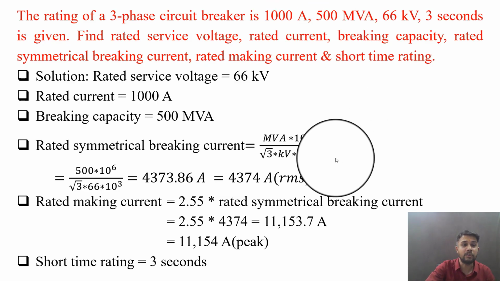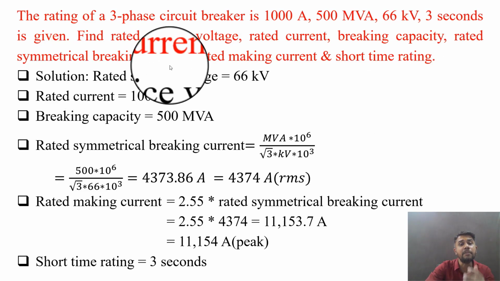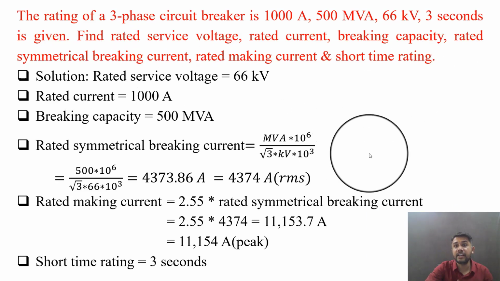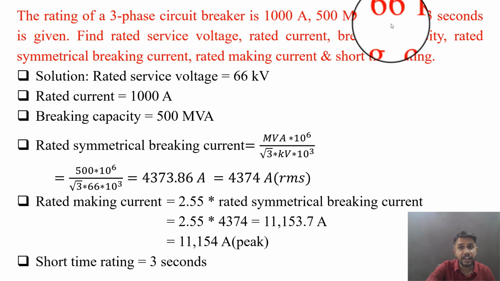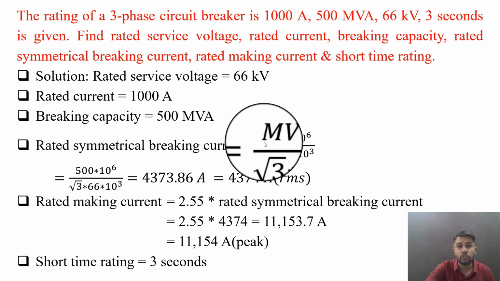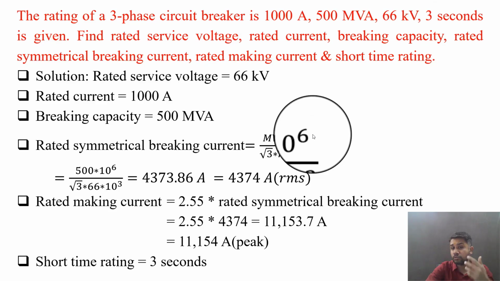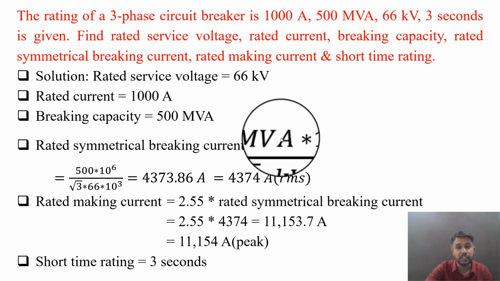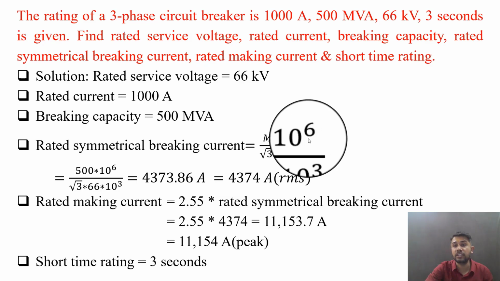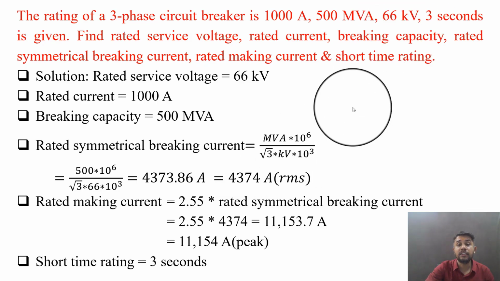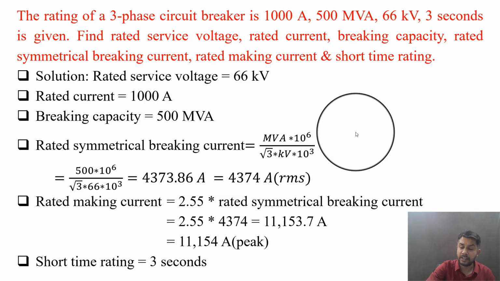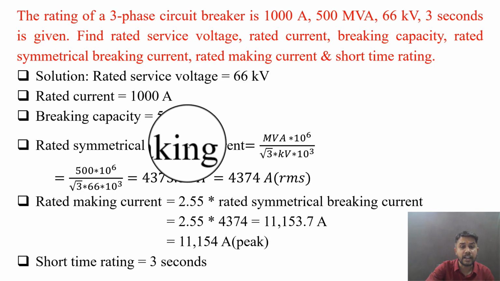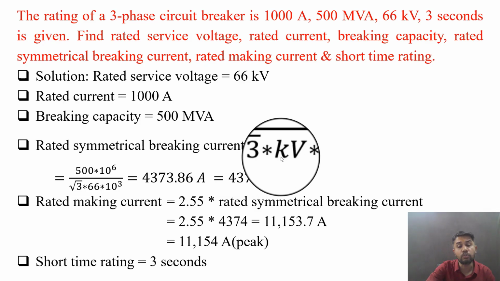Now what we have to calculate is the rated symmetrical breaking current. For the breaking current we require the MVA rating and voltage rating. So MVA is multiplied by 10 raised to 6, because it is in megavolt ampere rating. So we have to multiply it by 10 raised to 6. So MVA into 10 raised to 6 divided by root 3 V_L I_L; we require this formula. So I_L can be calculated by dividing by root 3 into voltage.